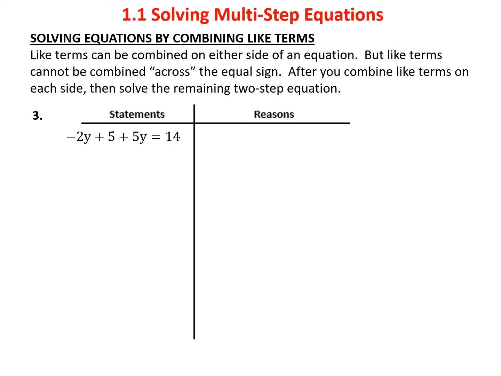Remember the process in this problem. Combine the like terms first, then you have a two-step problem that you can solve by undoing the addition or subtraction, and then undoing the multiplication or division.